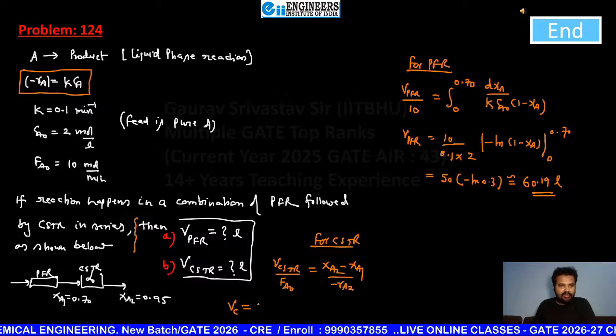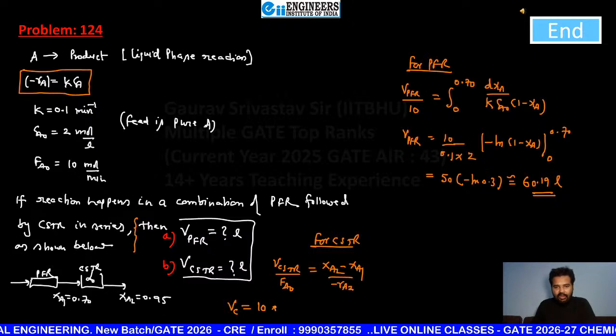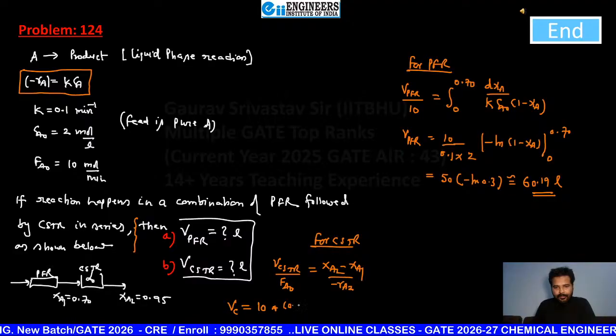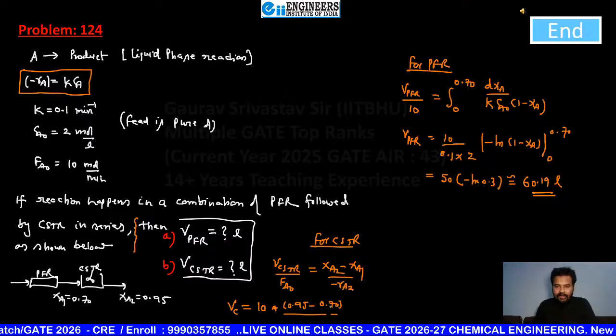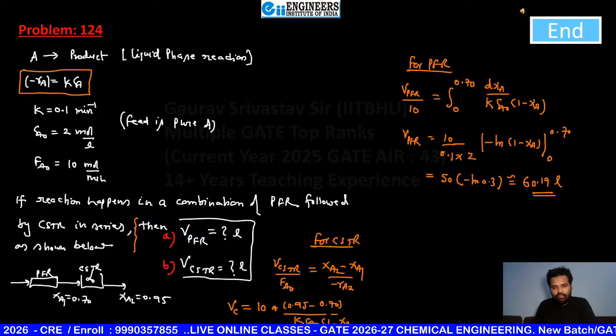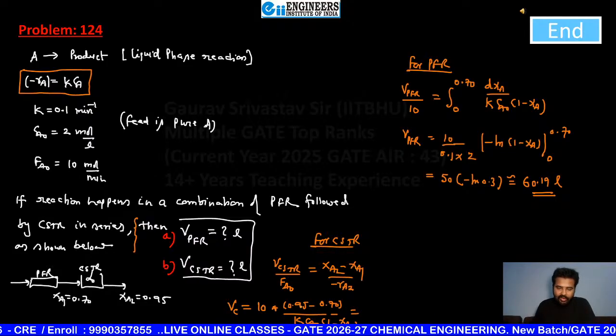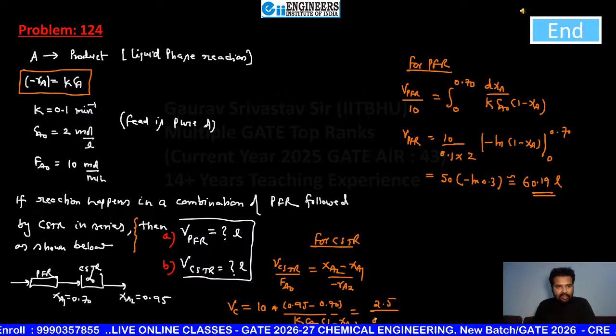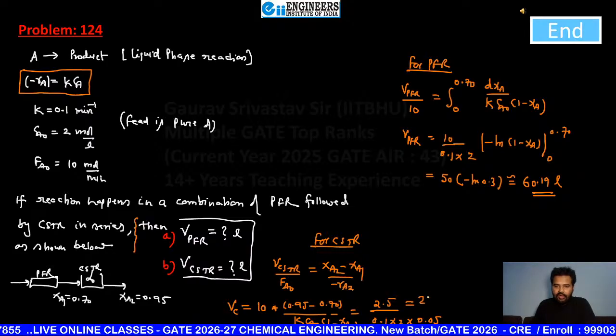can be written as FA naught. What is the value of FA naught? It's 10. And 10 multiplied with XA2. XA2 is given 0.95, so please put 0.95 here, and minus XA1, 0.70. And upon, RA2 is K CA naught (1 minus XA2). Or here you can write 0.95 minus 0.70, that is 0.25. So you can write here 2.5 in numerator. And K is 0.1, CA naught is 2, and 1 minus XA2, that is 0.05. So I think after solving you will get 250 liter.